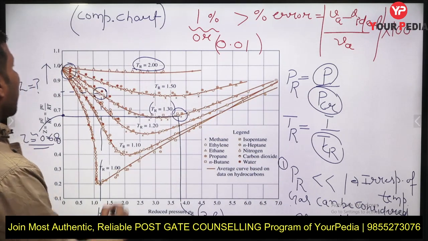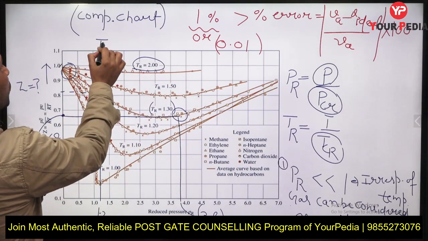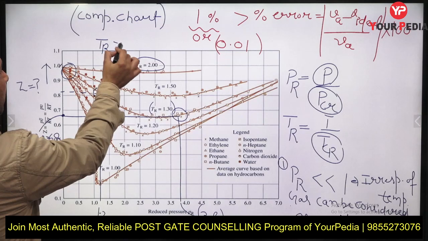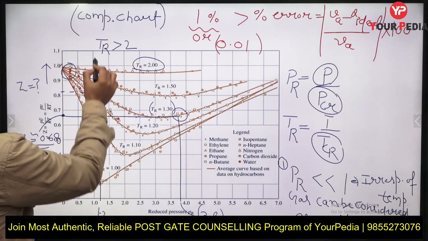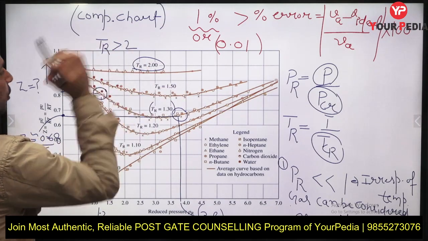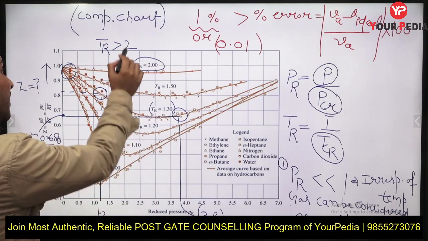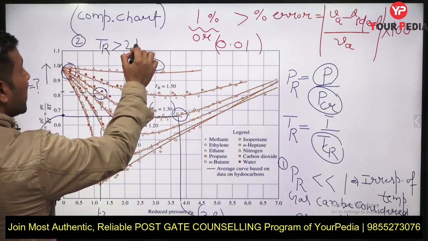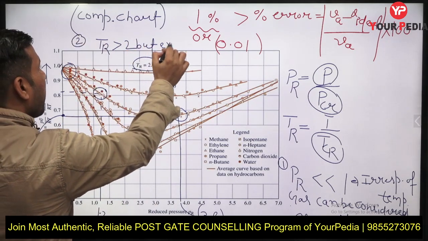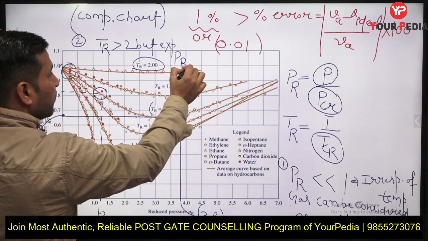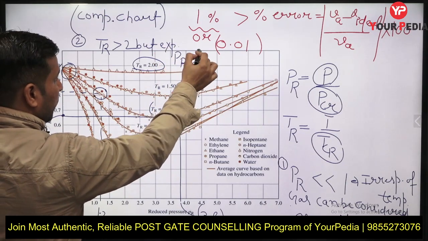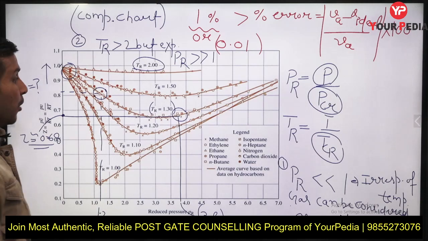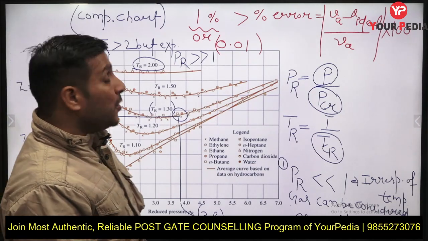Another point, if you are having gas at a reduced temperature Tr greater than 2, okay, but यहाँ पे दूसरा condition क्या है? Except Pr not very high. Pr बहुत ज़्यादा high नहीं होना चाहिए बच्चों.